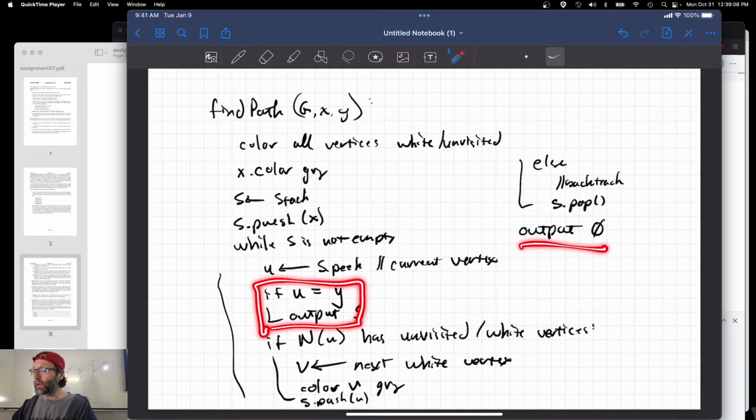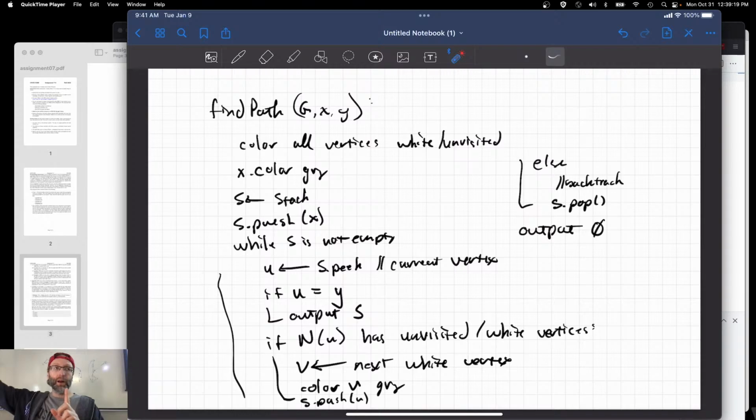If there is no such path, you'll end up doing a complete DFS, starting at X and not starting over. Don't start over, because if Y is in a completely different connected component, then there's no path, and you would output phi.